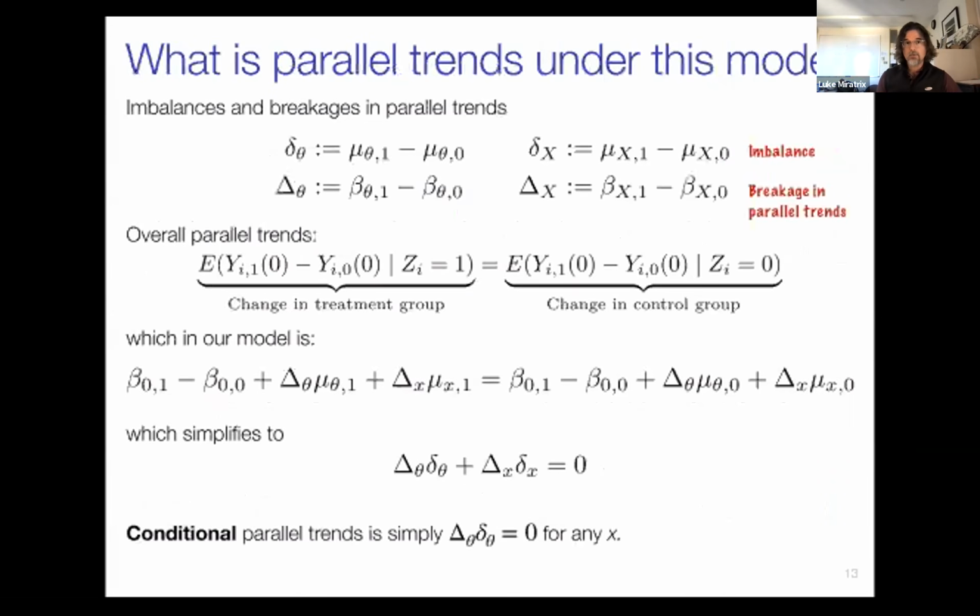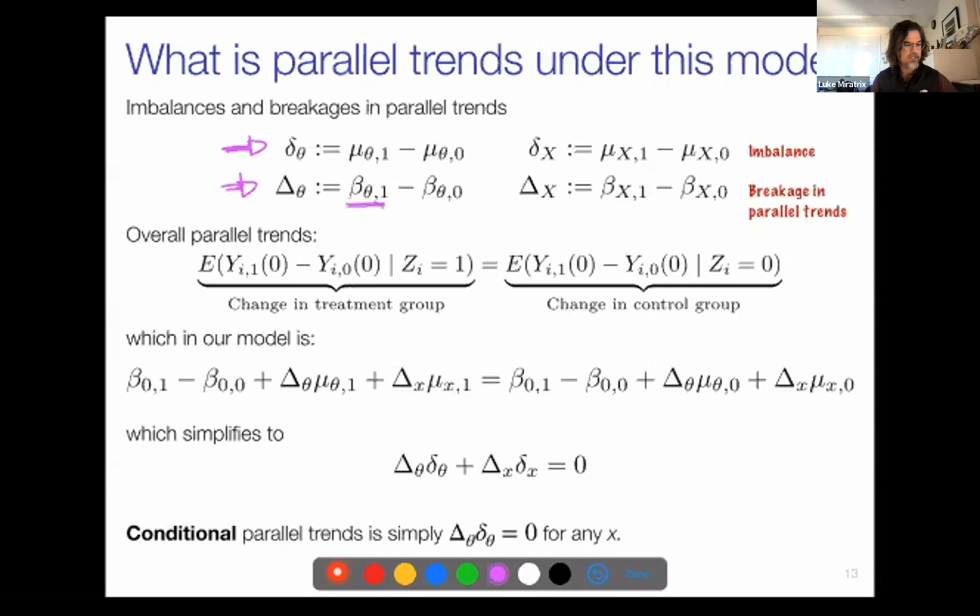Under our model, for parallel trends, you can talk about covariate balance, which is these little delta theta and little delta X. This is the imbalance between your treated and your control group on your covariates. And then there's what we call breakage in parallel trends, which is how much your relationship between theta and outcome changes pre and post, and then how much your relationship between theta and X changes pre and post. So the way we have different amounts of growth is we index growth as change in these beta coefficients, which are how much your growth is a function of these covariates.